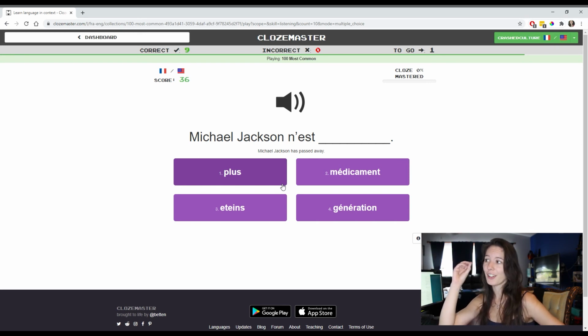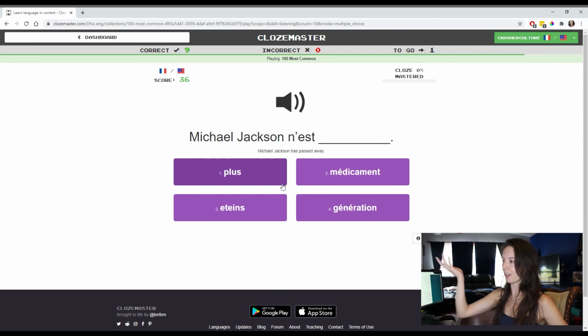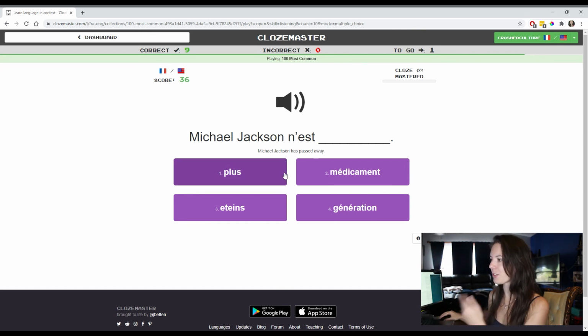I don't think any other resource says things like that, let me know in the comments if I'm wrong. Yes, that is a sentence that is totally reasonable to say, but it's one of those phrases that you would think if you're going to say it, you would figure out how to say it. You wouldn't see it in a language learning resource. Also, that translation is interesting. Michael Jackson is no more is a direct translation. That's interesting. I do love Clozemaster.